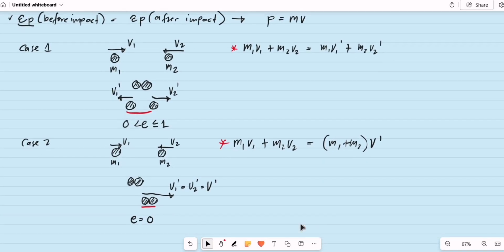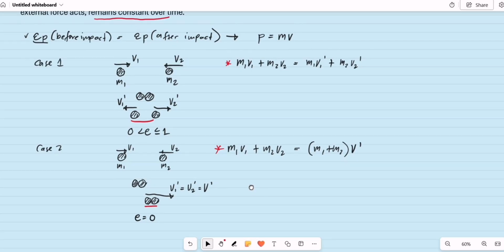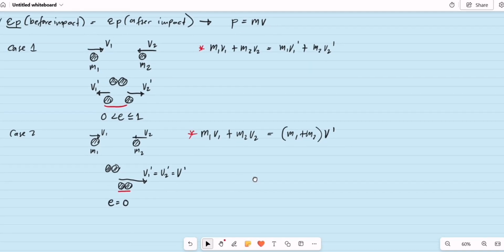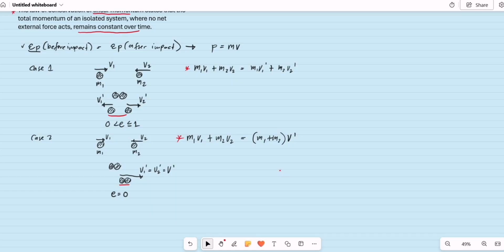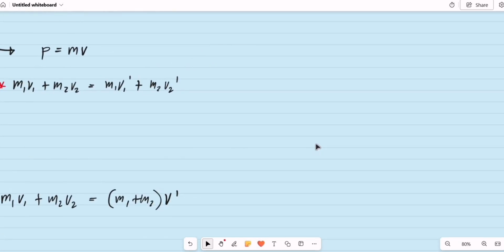So we are just to focus on these two cases. In case 1, after collision, they are to separate. In case 2, after collision, they are to move as one. Okay, I repeatedly mentioned e, that is the coefficient of restitution. We have this as e, this is the coefficient.